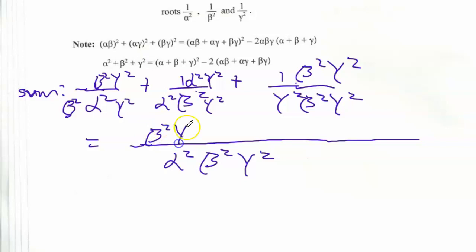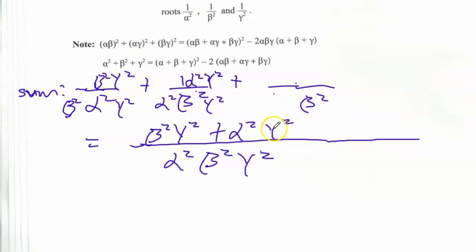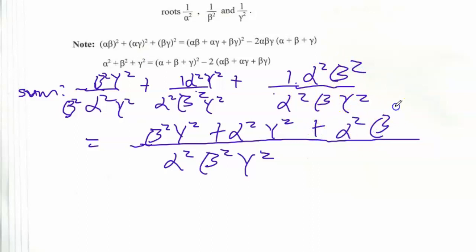Beta squared times gamma squared plus alpha squared times gamma squared. I think I made an error here. If you recall, this was beta squared. I need to have the same denominator, so we need to multiply by alpha squared times gamma squared. Sorry, this was gamma squared, my bad. So I need to multiply by alpha squared beta squared, and I need to multiply the top also by alpha squared times beta squared. So this is plus the numerator alpha squared times beta squared.